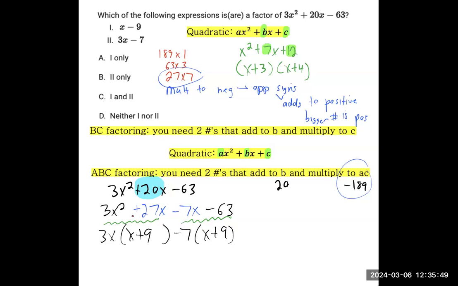Now we have two terms. We have this term and this term, and they both have a common factor of x plus 9. So if you factor that out, we're left with 3x minus 7. So our factors are x plus 9, not x minus 9, and 3x minus 7, which matches. So the answer here is B.